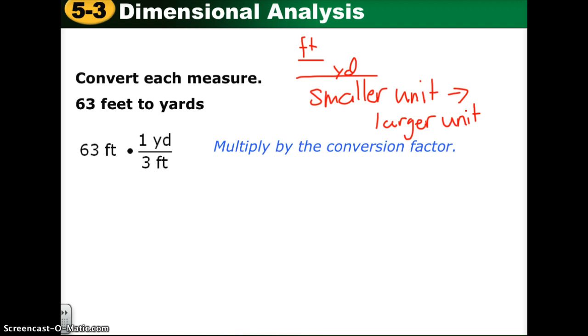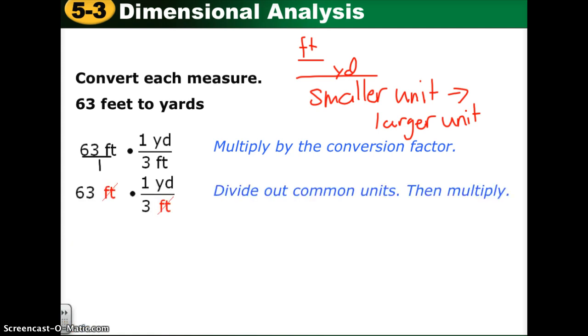How do we know how to set this up? We know there are 3 feet in a yard. We are trying to change feet into yards. So we need feet to be able to cancel. So if you think of this as a fraction, feet need to be in the opposite position of the fraction, numerator and denominator. So you'll see that the feet label cancels out.